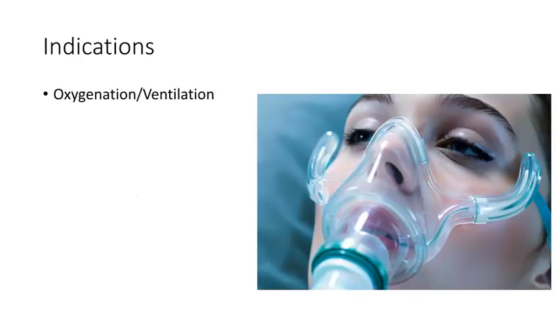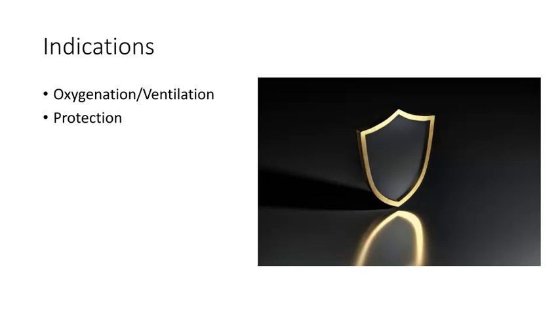The first, and arguably most important indication for rapid sequence intubation is failure to oxygenate and/or ventilate. These are patients who are failing in spite of high-flow oxygen or non-invasive positive pressure as delivered by bilevel or continuous pressure devices. The second indication for the procedure is airway protection.